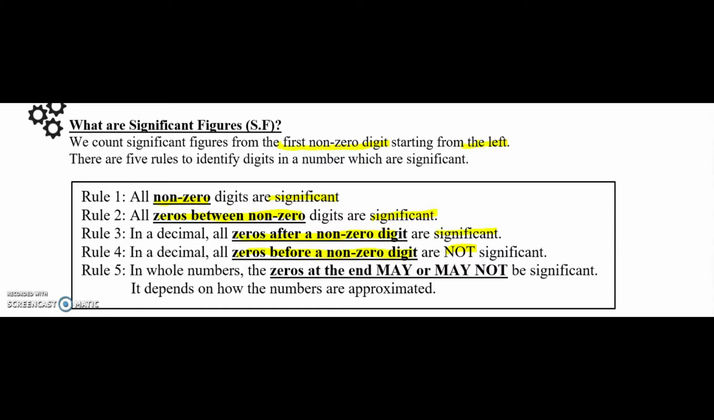Rule 5. In whole numbers, the zeros at the end may or may not be significant. It depends on how the number is approximated. So now, let us try some questions on how to round off the numbers according to significant figures.